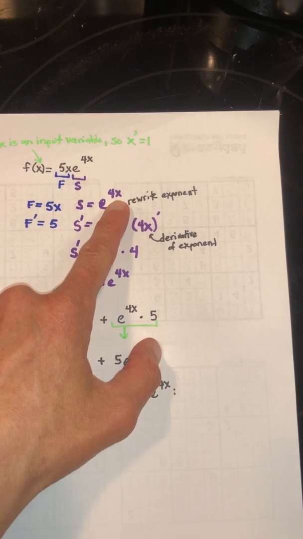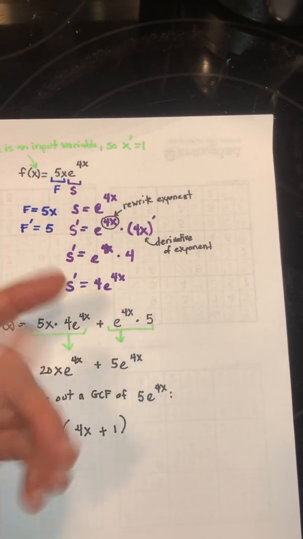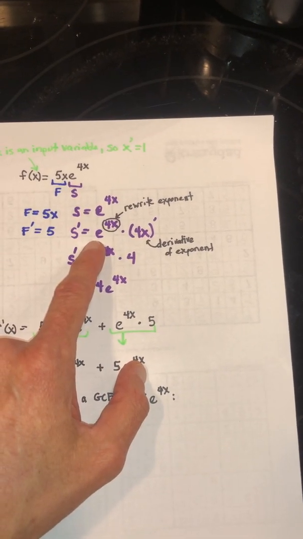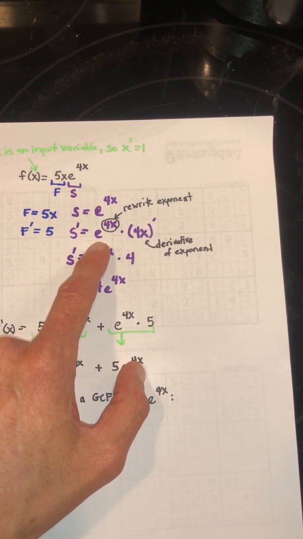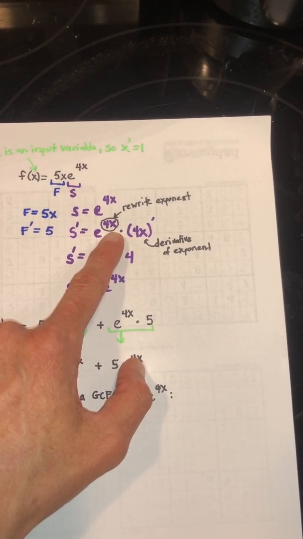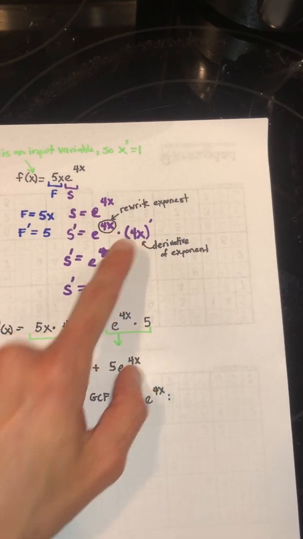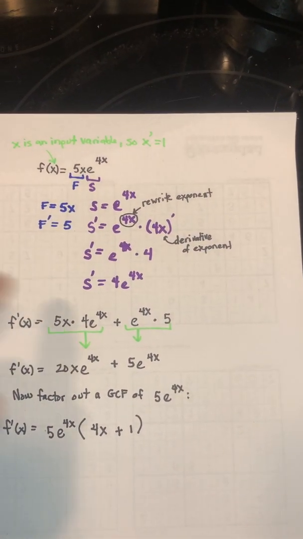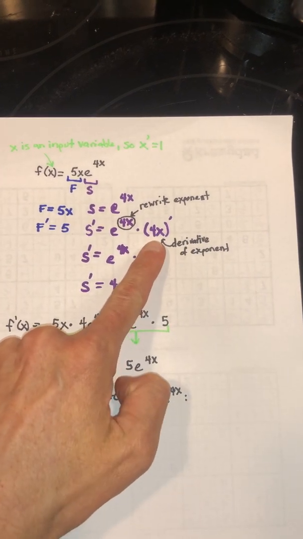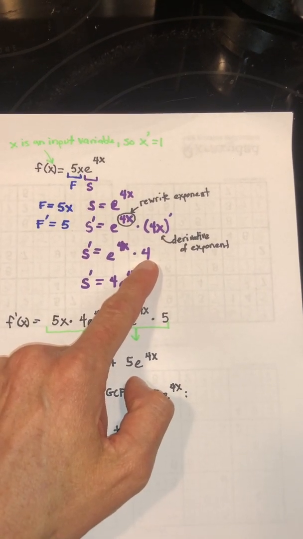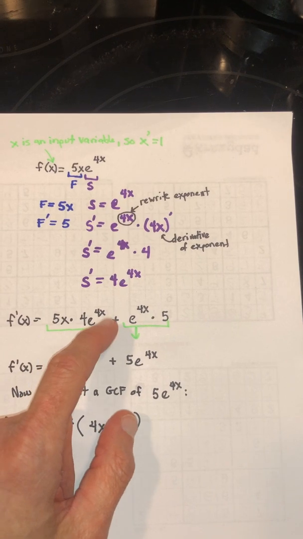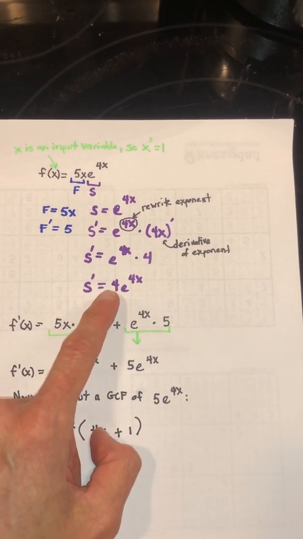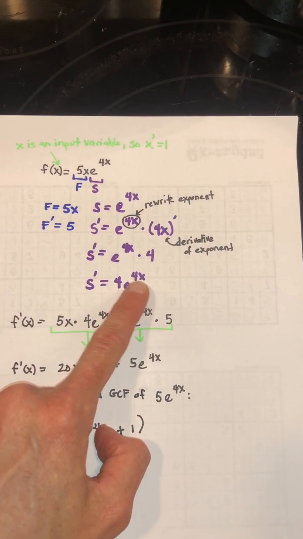My exponent is a function. It's not a plain x, so I have to do chain rule. So the base e rule says you rewrite e to that exponent exactly like it was written, but then you tack on the derivative of the exponent. And again, x is just a normal everyday variable, so the derivative of 4x, that's linear, would just be 4. And then I rearrange the order of the multiplication there. So the derivative of the second came out to be 4 times e to the 4x.